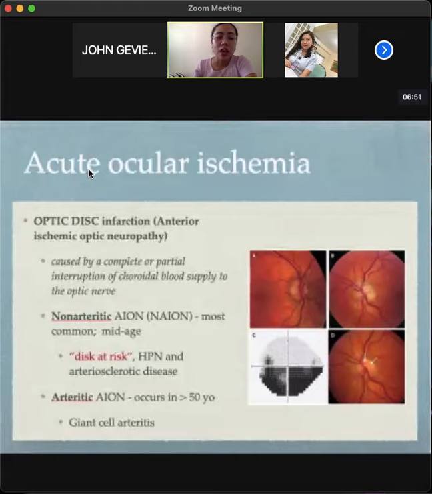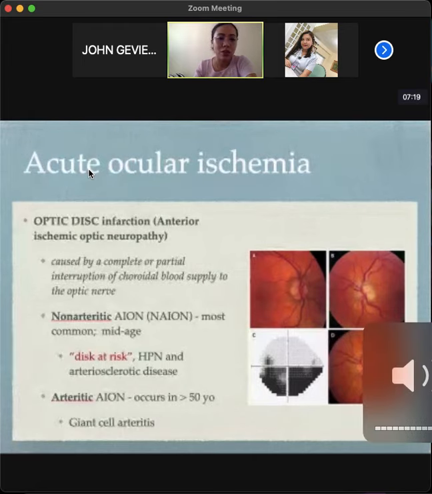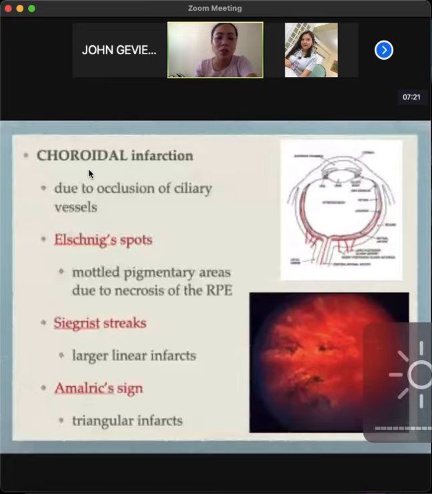For non-arteritic ION, the treatment is controlling the hypertension. While in arteritic ION or giant cell arteritis, you give systemic steroids. Treatment in the arteritic type of ischemic optic neuropathy should not be delayed because the other eye may be affected in a few weeks. That's very important.